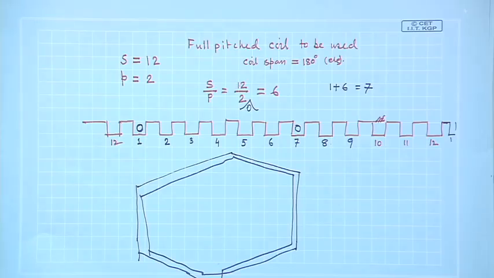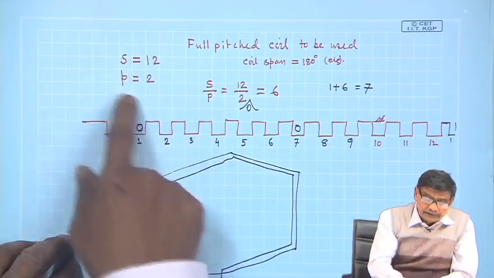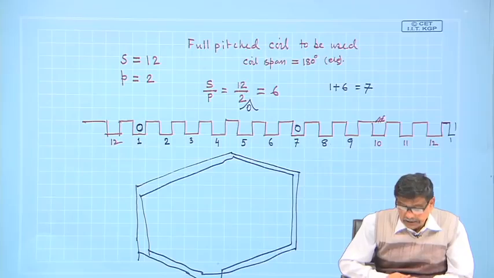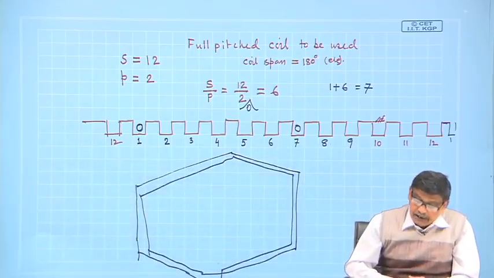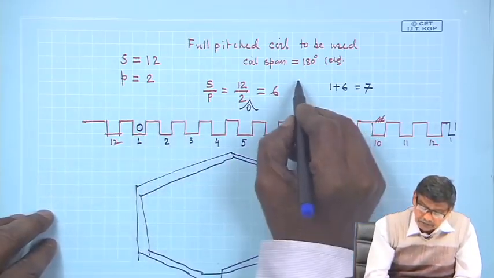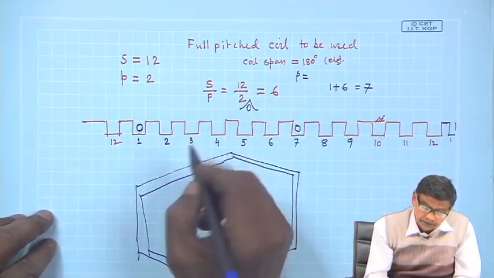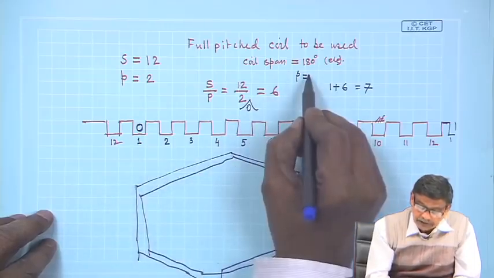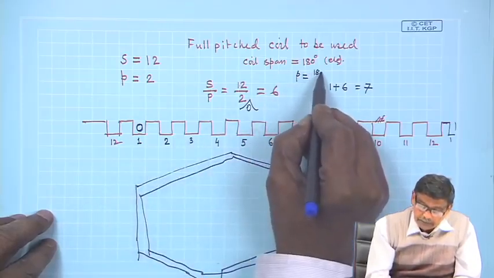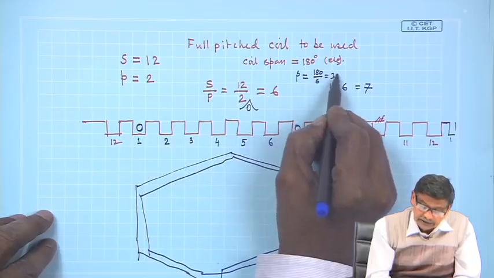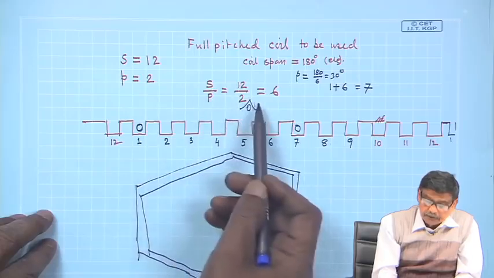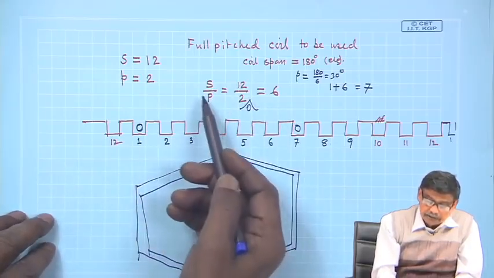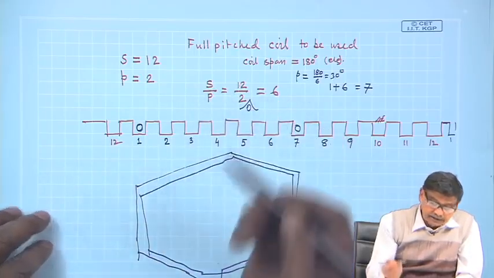If you look at this example, suppose a machine is having 12 equispaced slots. You can also calculate beta, the angle between two consecutive slots, which will be 180 by 6, that is 30 degrees electrical. Total number of slots is 12, so the number of slots per pole is 6.